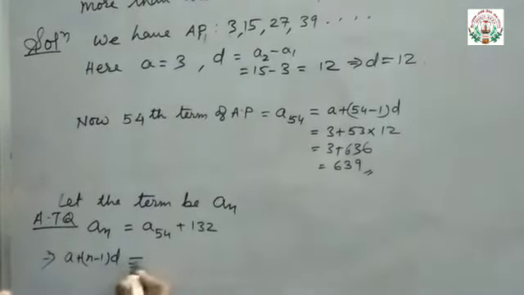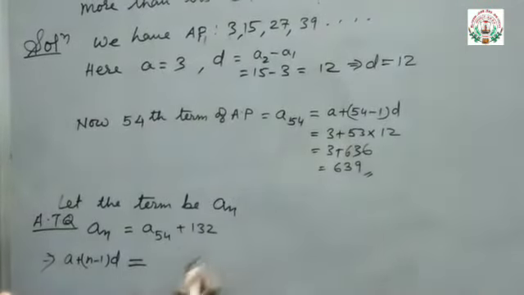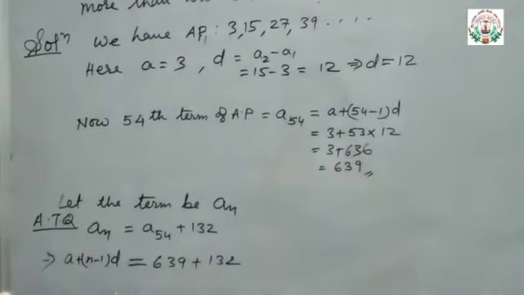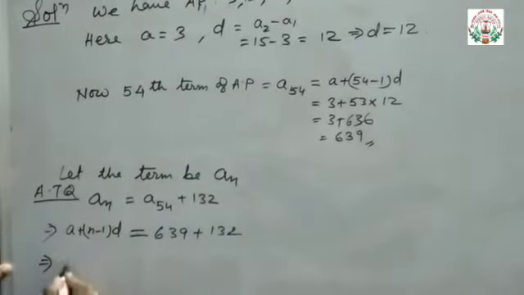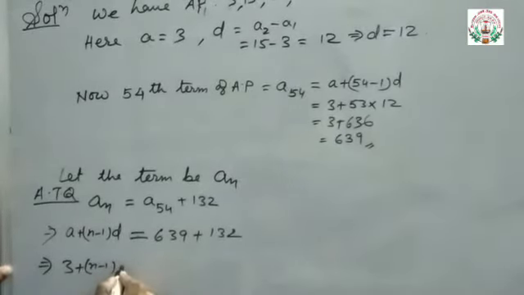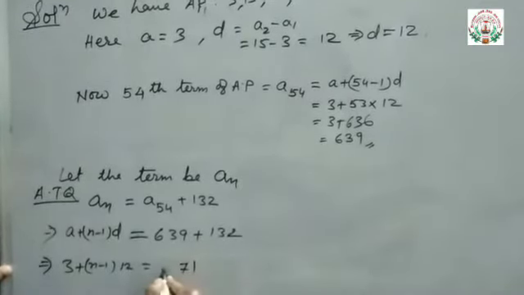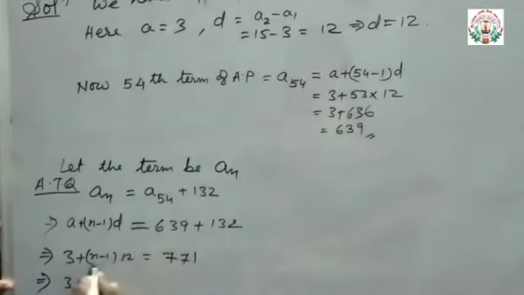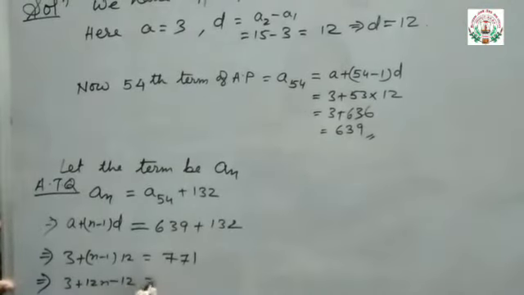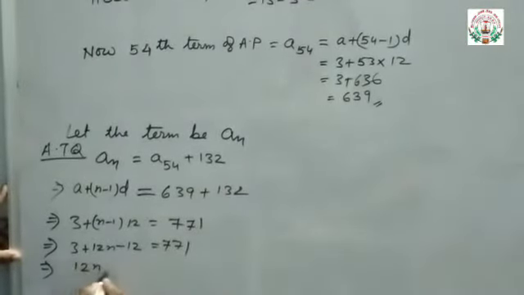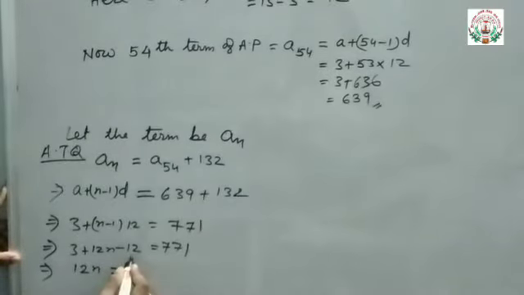So put here equals to what? a_54 is how much? 639 plus 132. So now a is how much? That is 3, plus (n minus 1) into d, d is how much? 12. On addition, 771 implies 3 plus 12n minus 12 equals 771. Now on simplification, 12n equals, now on subtraction how much? Minus 9 you will get.